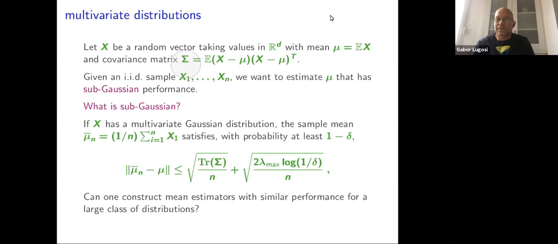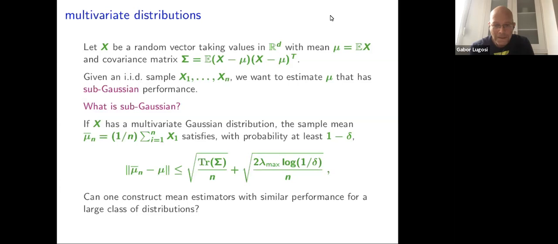The tails just should go down as the normal distribution. But what's a sub-Gaussian performance in this case? Well, we can go back to what happens in the Gaussian case, and get guidance from there. So consider now the case when X is a multivariate Gaussian, and let's look at the empirical mean, which is the best one can do for Gaussians.